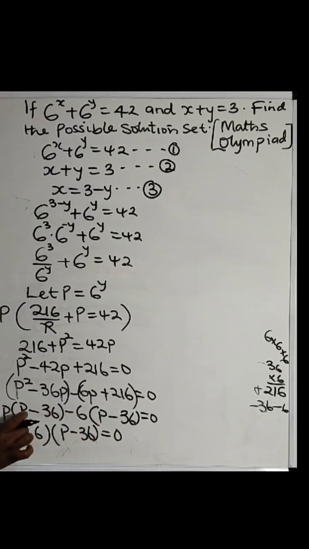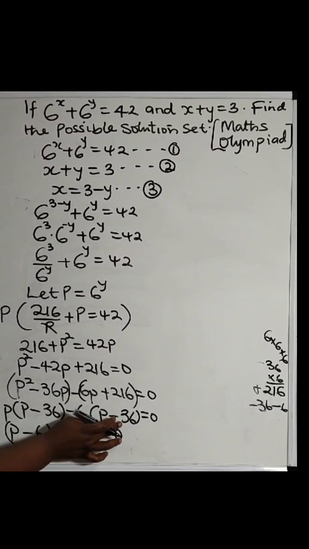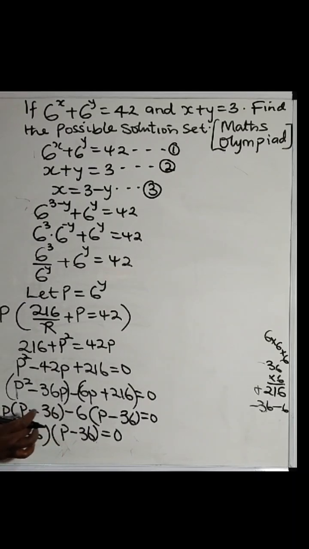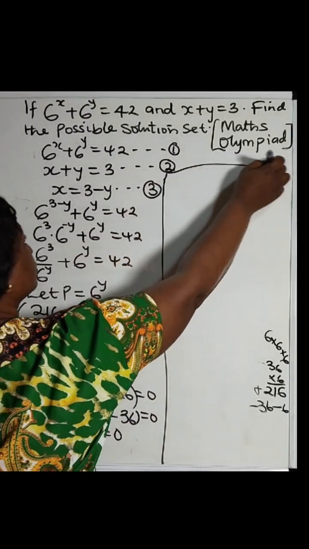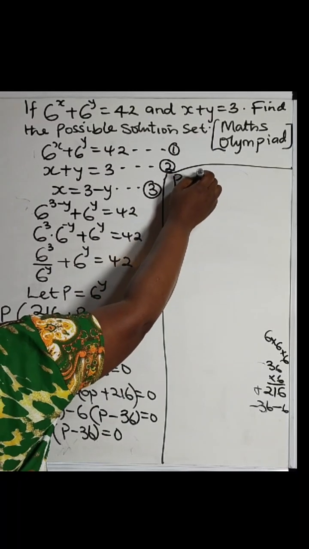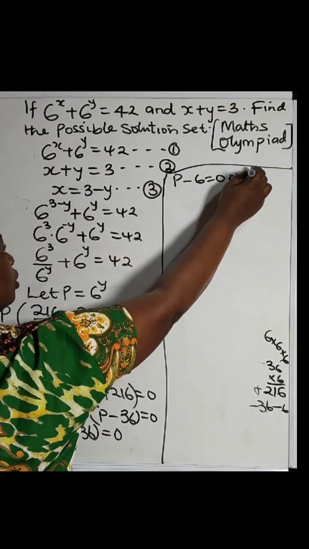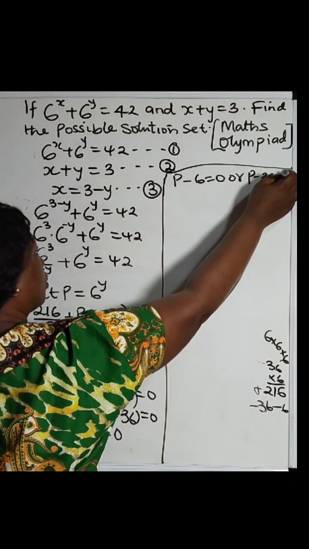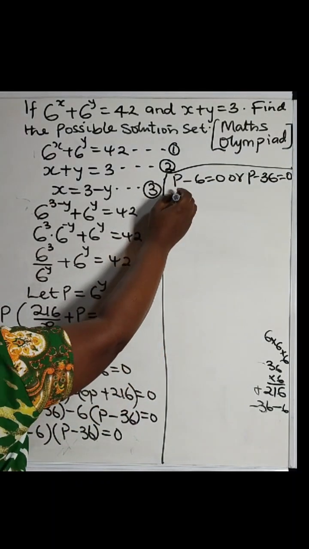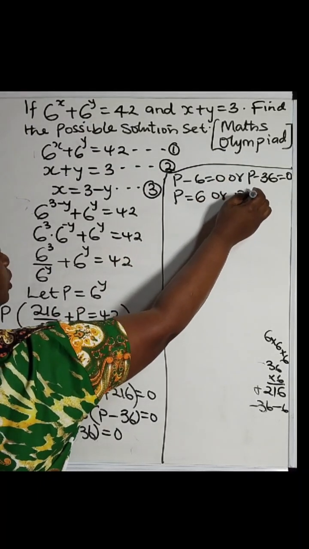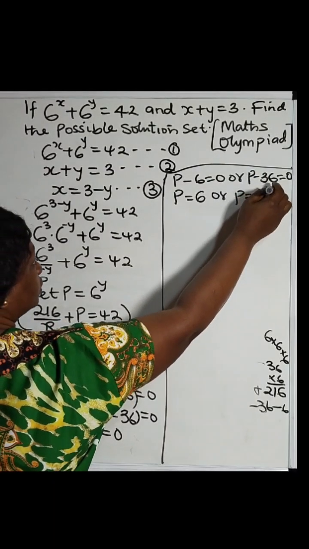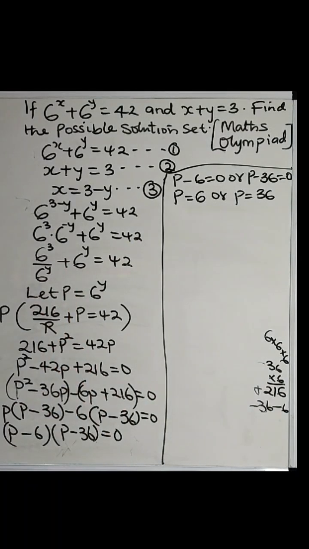Now when you have this, in factorization, this bracket and this will be the same. You take 1, then you join these two. So from here we'll now get this. This is to tell us that p minus 6 is equal to 0, or p minus 36 is equal to 0. Now we have p here will be equal to 6, or p here will be equal to 36.